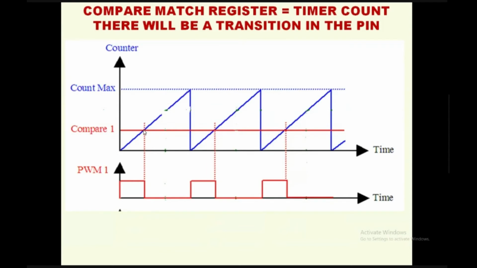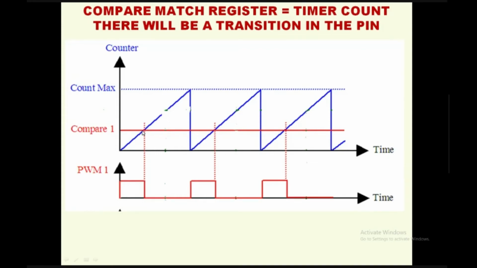So I have loaded the compare register value with say 100. So the compare register value is loaded with 100. So timer starts from 0, 1, 2, 3, 4, 5, 6, 7, 8, 9, 10, 20, 40, 60, 80, 90, 100. Now the timer value becomes 100 and the compare register value is also 100. So there is a match between the timer value and the compare register value. If there is a match, it has to produce a transition in the pin. So earlier the pin was in logic 1 state, which means the pin will become 0.